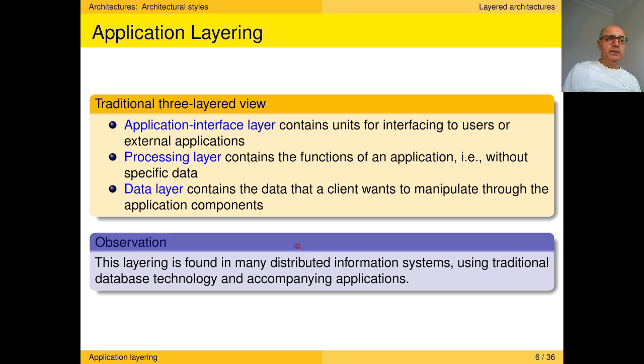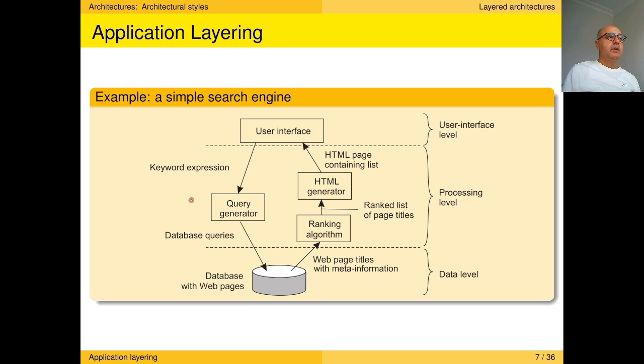This layering is found in many distributed information systems, making use of typical database technologies at the data layer, and, as I said, interfacing the other applications or the users at the application layer, and whatever the project is doing at the processing layer. So here we have an example of that. This is the very rough schema of, for example, a search engine like Google, Yandex, whatever, is doing.